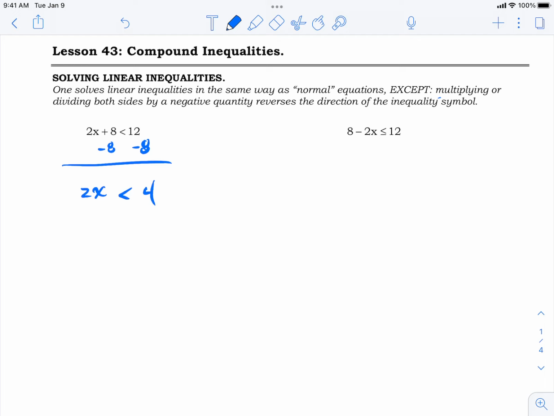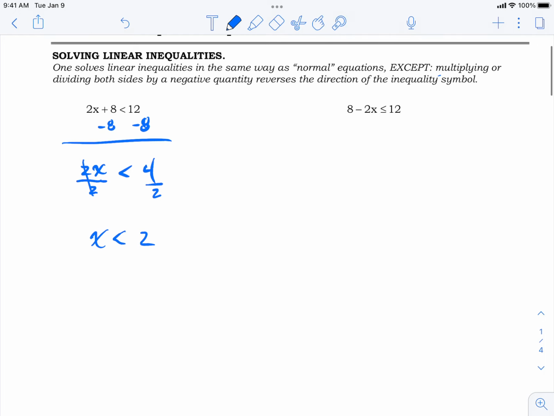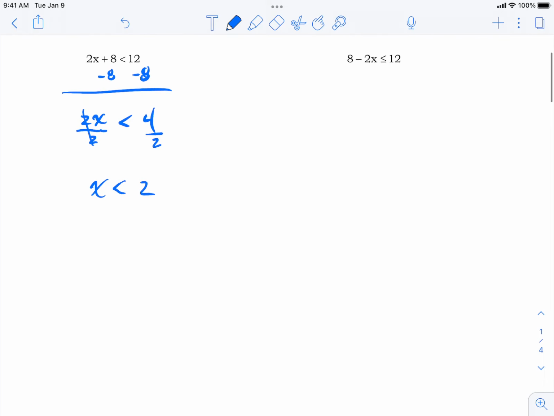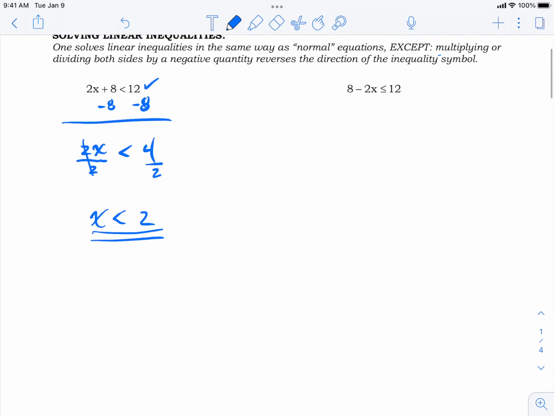Once you've got the x term alone, you say, well, I want an x, not a 2x. This is times 2x, so the way you undo the times 2 is you divide by 2. I always think of it as I want to cancel the 2 off. So you divide both sides by 2, and now x is less than 4 over 2, which is 2. Okay? I never divided by a negative, so I don't have to switch anything around. I'm fine. So that basically solves this inequality.